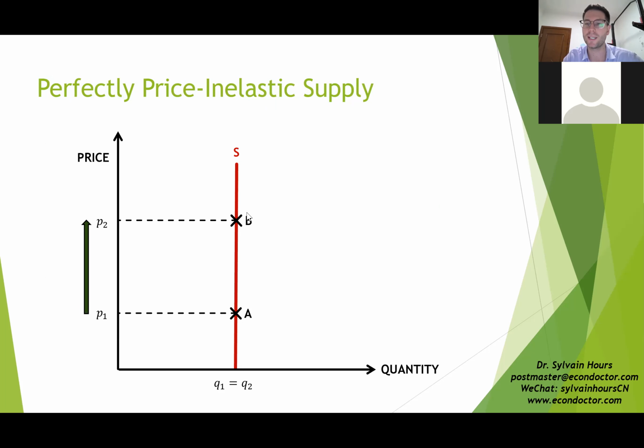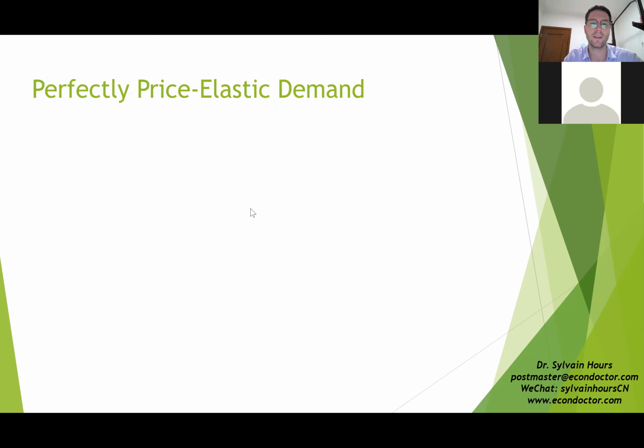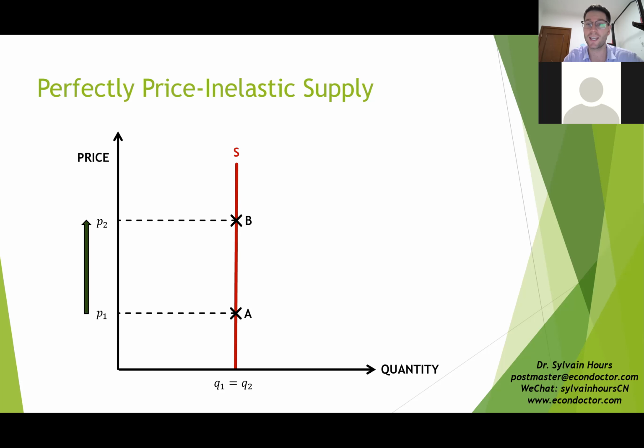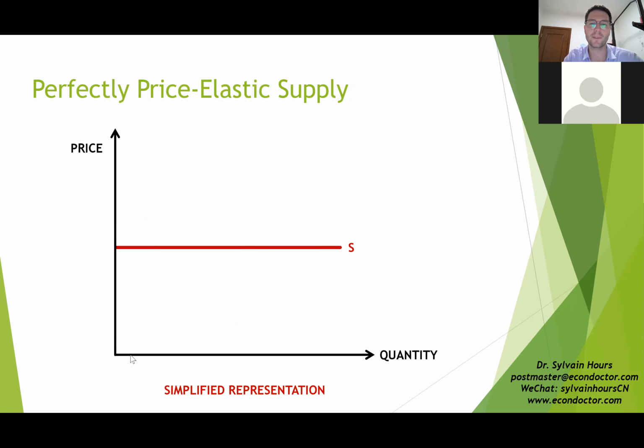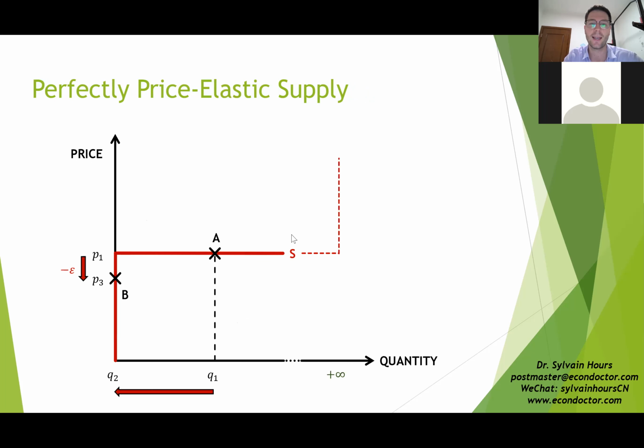That's a perfectly price inelastic supply curve. Again, when we increase the price, in this case, we increase the price, no change in quantity supplied. In that case, we decrease the price, no change in quantity supplied. This is the simplified representation of a perfectly price elastic supply. But again, I don't like this representation. I like this one much better.